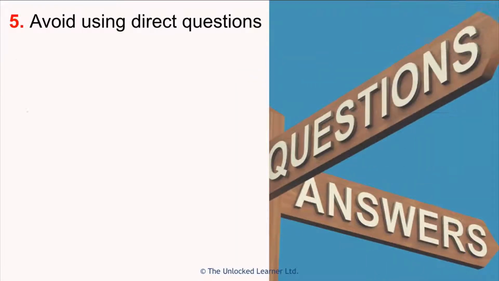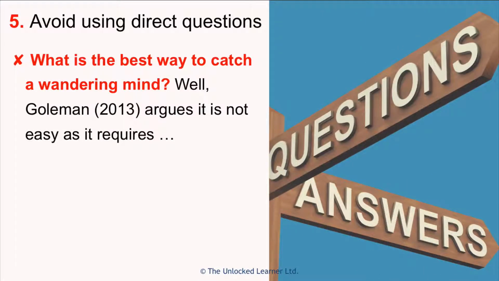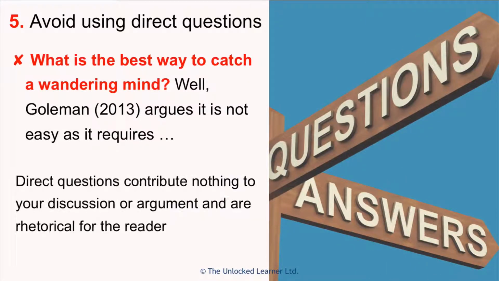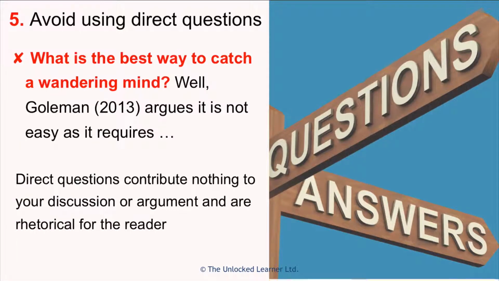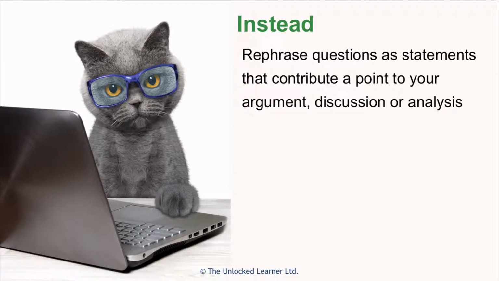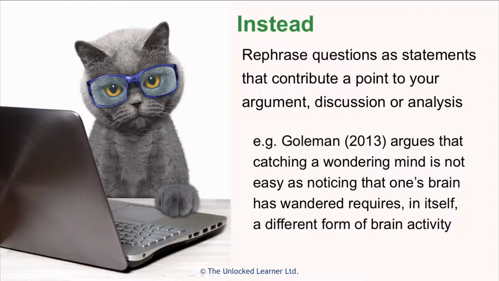Finally, essential rule number 5, avoid using direct questions in your writing. Direct questions are rhetorical, so contribute nothing to your argument or discussion. Also, as you have to give the answer to the question immediately afterwards, they just use up your valuable word count. Instead, rephrase questions as statements that contribute a point to your argument or discussion and move it forward to its conclusion.